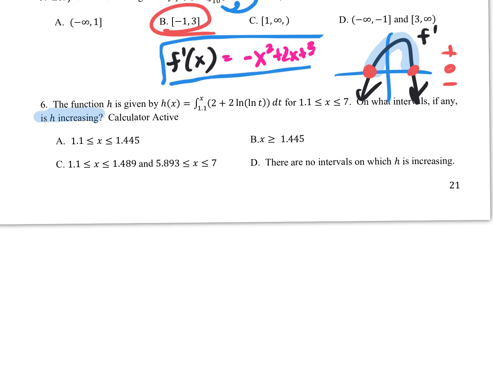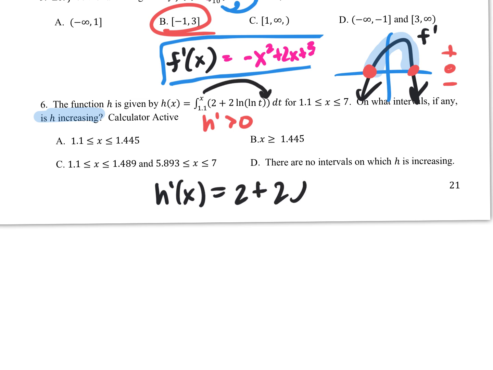Where is h increasing? For a function to increase, its derivative has to be positive. If here's h, what would we say h prime is? 2 plus 2 ln. If I didn't make a mistake on double ln'ing, this will be a miracle. I would imagine it's supposed to be ln of t, just one of them, but let's go see if any answers match. Let's go graph this.